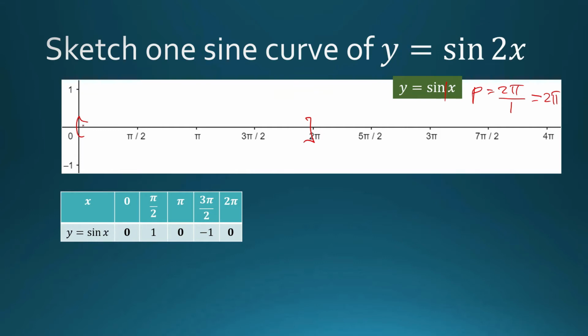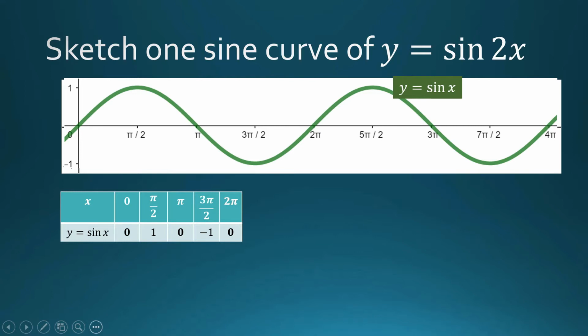So we know that the x-intercepts of y is equal to sine of x are 0, pi, and 2 pi. Sine of 0 is 0. Sine of pi is 0. Sine of 2 pi is 0. And you know also that sine of pi over 2 is equal to 1. Sine of 3 pi over 2 is -1. And so what you will do next is just trace a smooth curve through those points. So that is one sine curve. And after that, you can just repeat the curve.